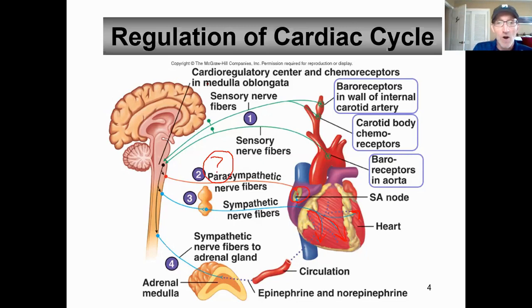So anyway, all these different nerve fibers. Also notice down here, sympathetic, we want to speed up, fight or flight, goes to the adrenal gland, dumps epinephrine and norepinephrine, which then travels through the blood and also has an effect on contractions of the heart.